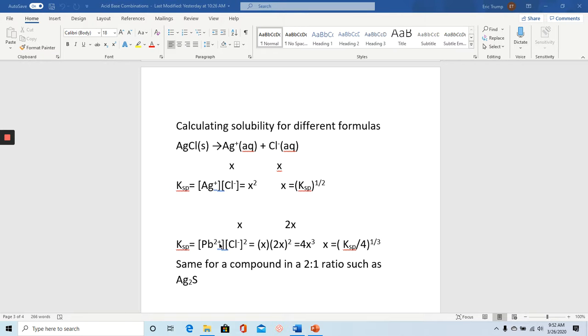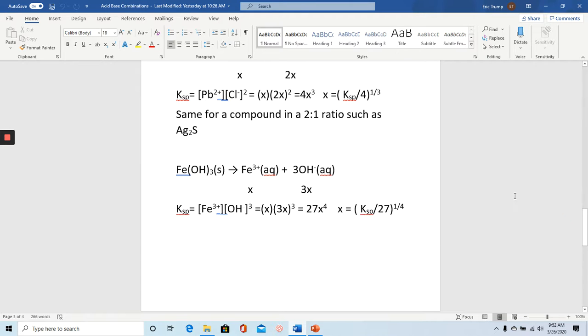Okay, so we would substitute X in for lead, 2X in for chloride, and notice we both double and square X for chloride. Okay, so combining terms, this becomes 4X cubed. Now to calculate solubility, we would divide the KSP by 4 first, and then we would take the cube root. We would do the same thing for a compound in a 2-to-1 ratio. This is a 1-to-2 ratio, such as silver sulfide. Okay, we would work it the same way.